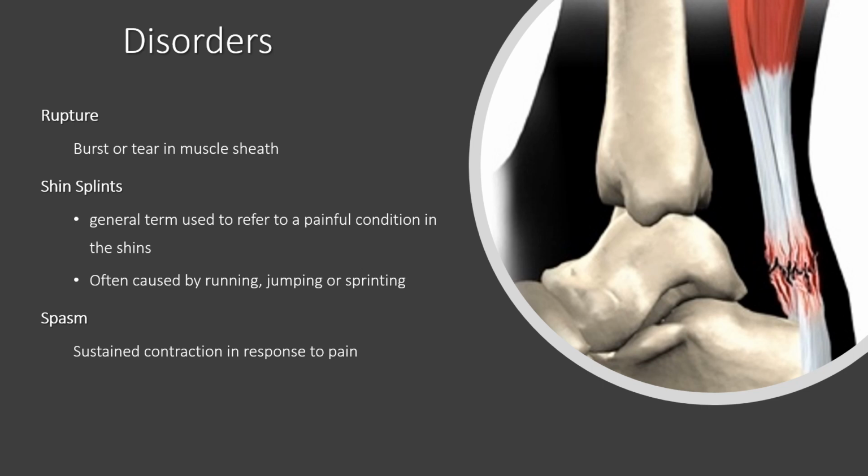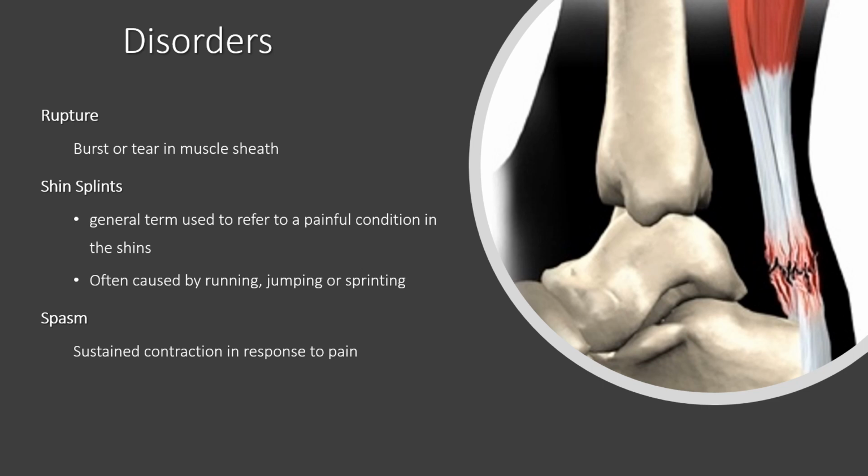Shin splints is a general term for any painful condition referring to the shins, often caused by running, jumping or sprinting. It's an overuse injury. And if you ignore shin splints, you can have a hairline fracture, or it can even lead to a more complicated capsule injury with the muscle. So shin splints, very painful term for problems with the shin muscle. Usually the anterior tibialis is the one that's having problems.